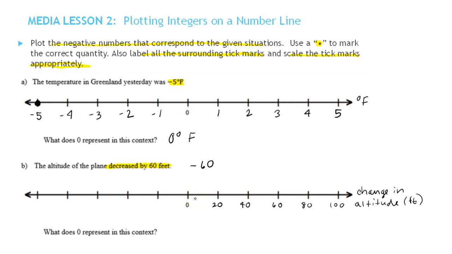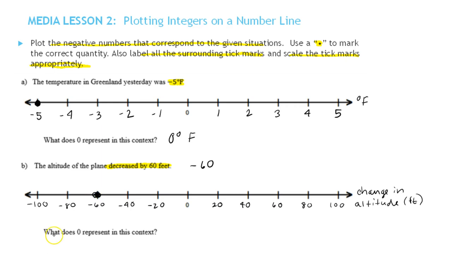Now moving in the negative direction, we have -20, -40, -60, -80, and -100. And our point is negative 60, which is right here. Put our dot right on that point.